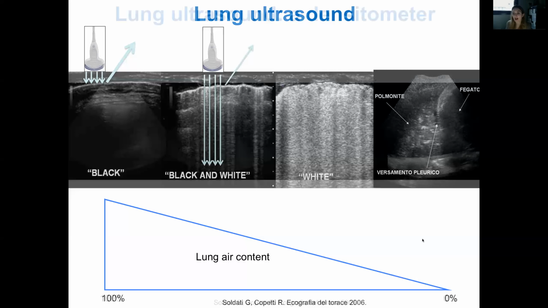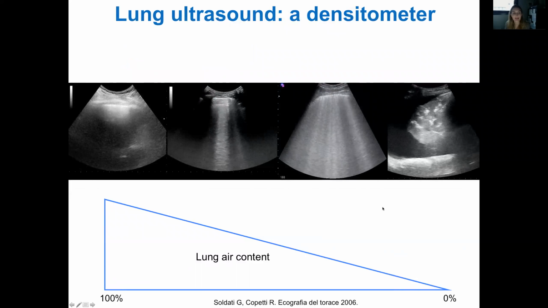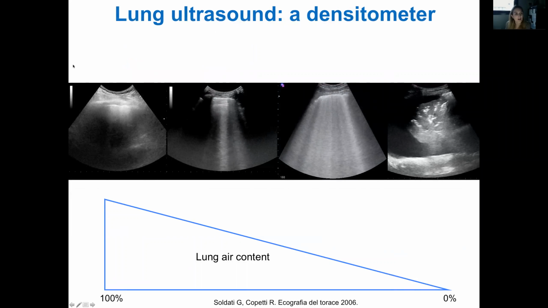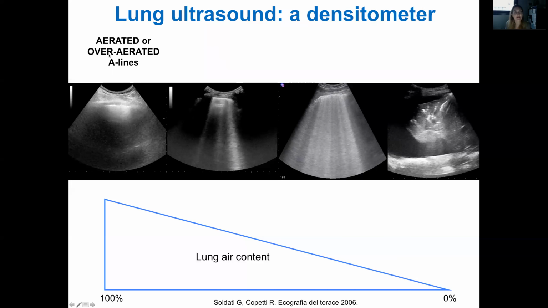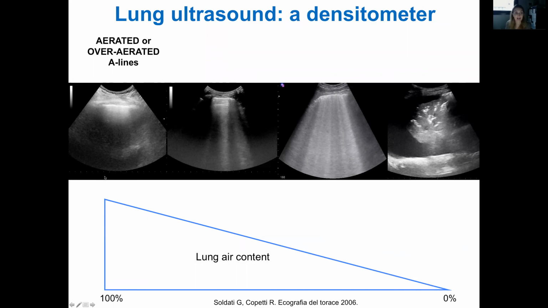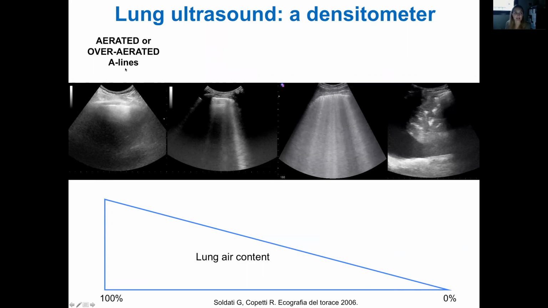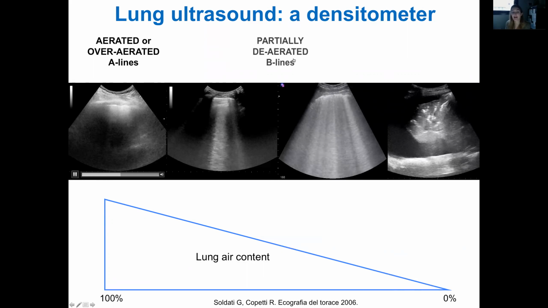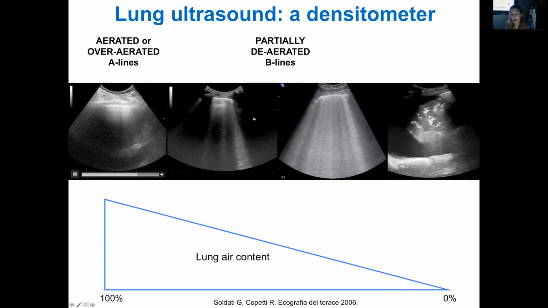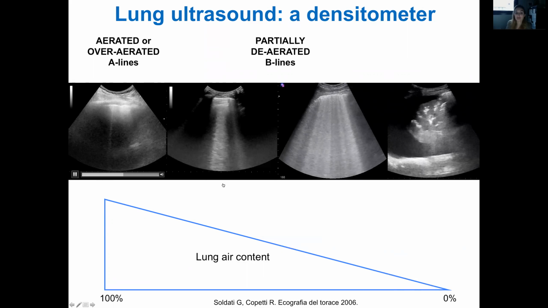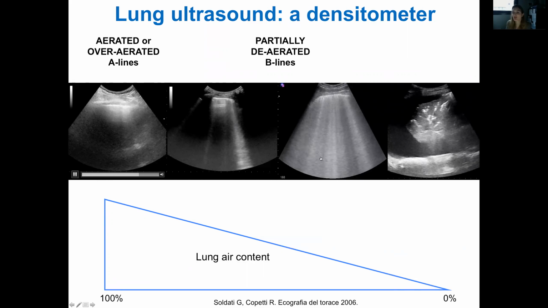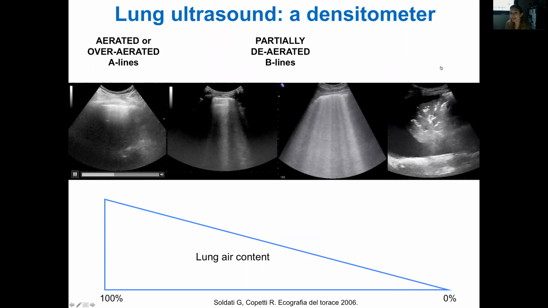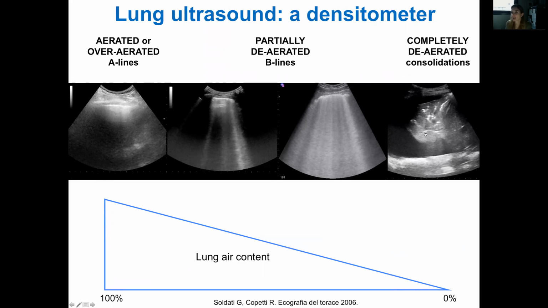And if we change to moving videos, you have the world of the aerated or over-aerated lung, where you only see the moving pleural line, and sometimes you may see the A-lines. You have the partially de-aerated lung, where you have the B-lines, and you may have separated B-lines or more coalescent B-lines. And then you have a completely de-aerated lung when you have a consolidation like this one.